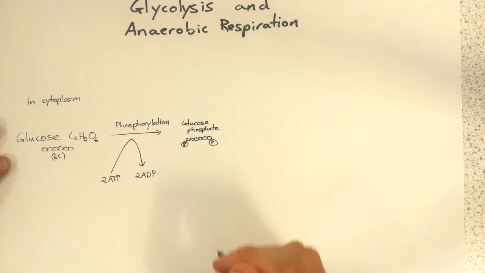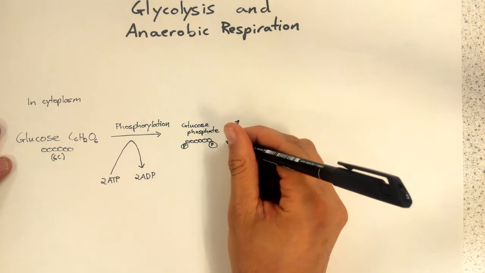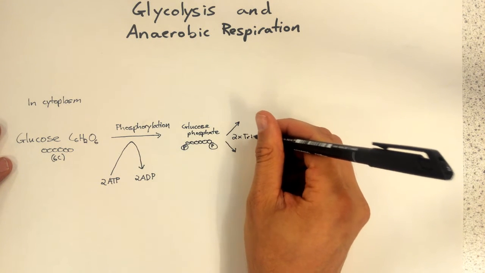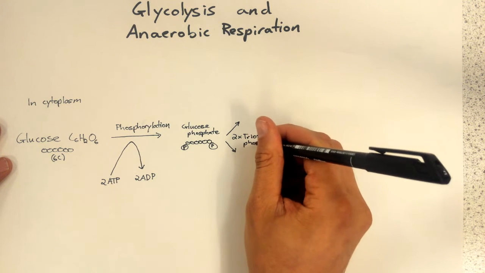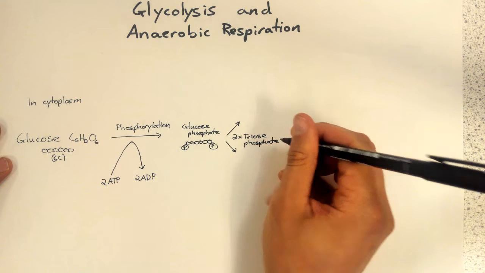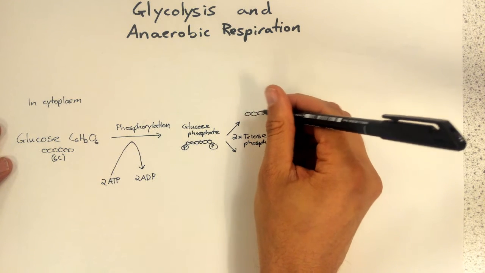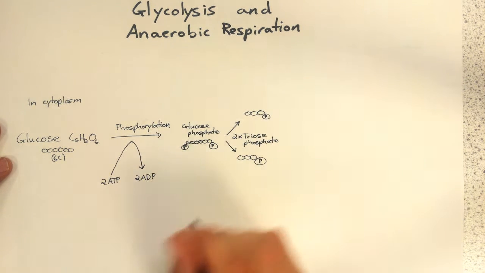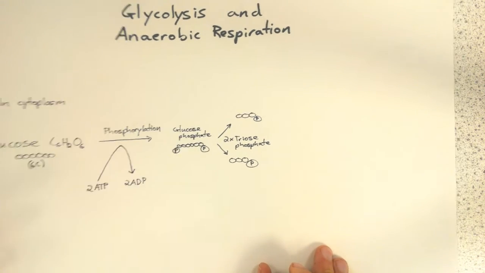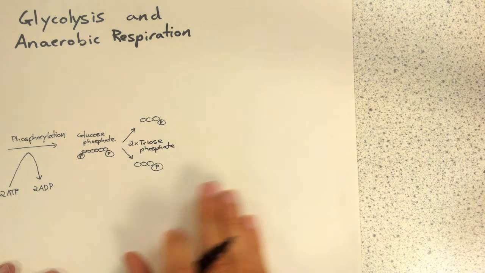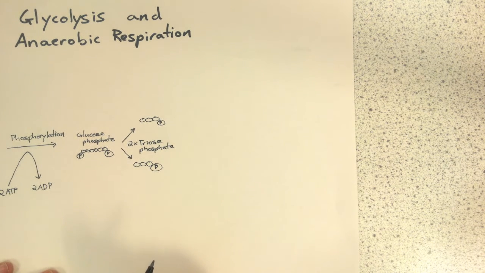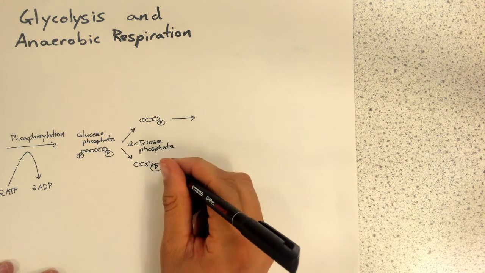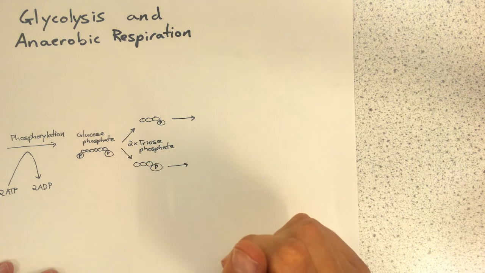This molecule is then broken down into 2 molecules of triose phosphate. These are 3-carbon molecules with a phosphate group attached. From now on, everything is doubled because we have 2 triose phosphate molecules. The first thing that happens to each of these is that they are oxidized. That means they lose an electron.